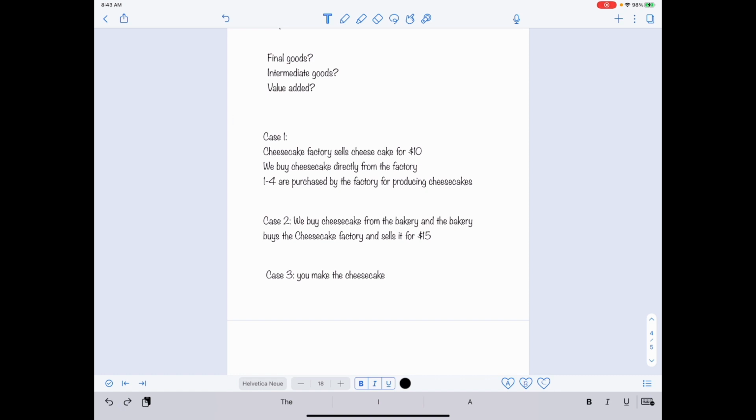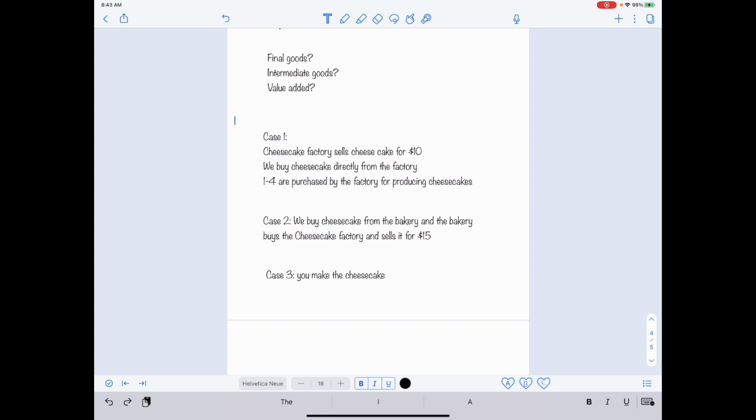Therefore, there is a question I would like you to think about: for a country that has a lot of home production, how will that affect the GDP of the nation? And we will discuss that in our live session.